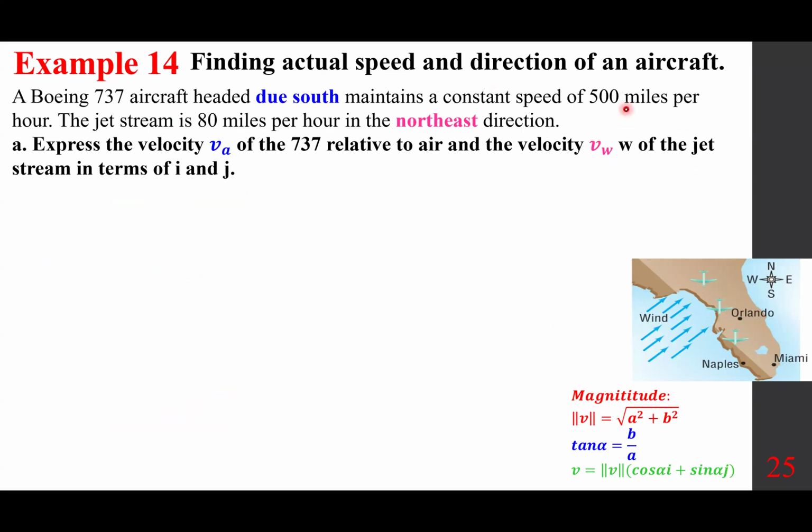Finding actual speed and direction of an aircraft. A Boeing 737 aircraft headed due south maintained a constant speed of 500 miles per hour. The jet stream is 80 miles per hour in the northeast direction. Express the velocity v sub a of the 737 relative to air, this is velocity relative to air, and the velocity v sub w, that is the wind, the jet stream, in terms of i and j.